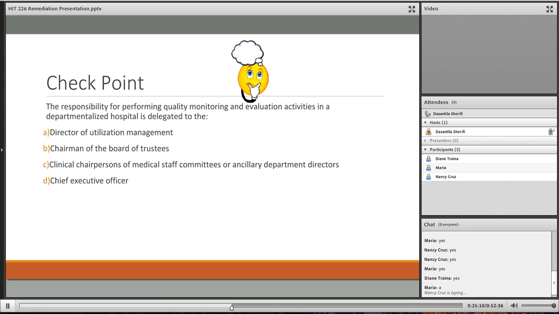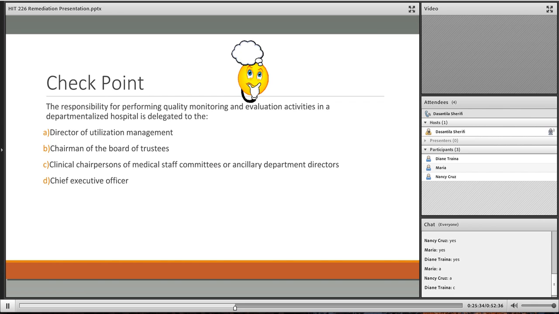So what are your key words? Responsibility, quality monitoring, right? And this is a departmentalized hospital, which means a hospital with many departments. So in a hospital with many departments, this is what I meant earlier by reading it carefully but not overthinking it. So who do you think is going to be the responsible party here?